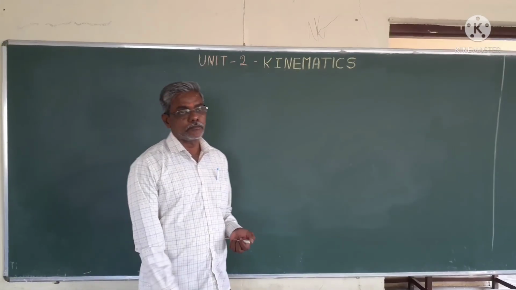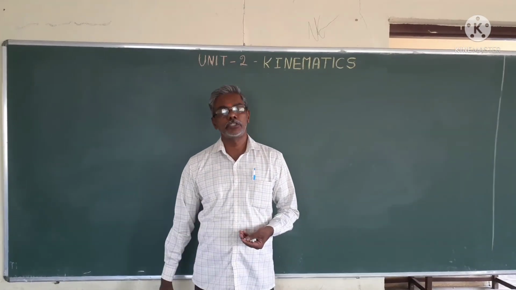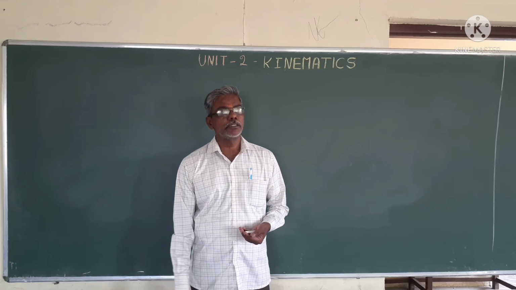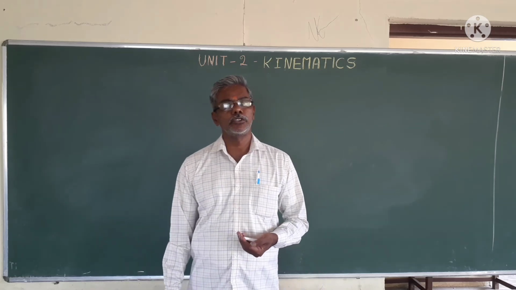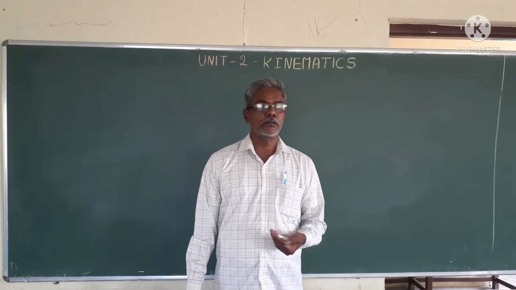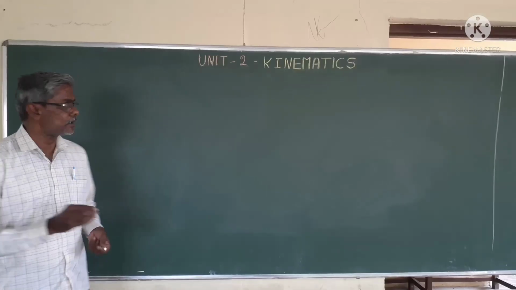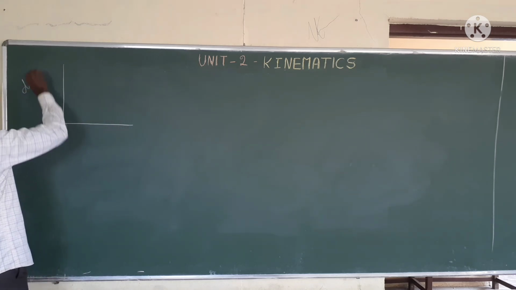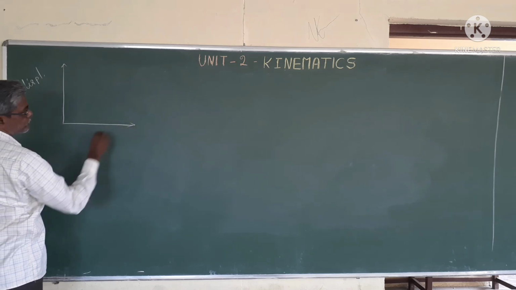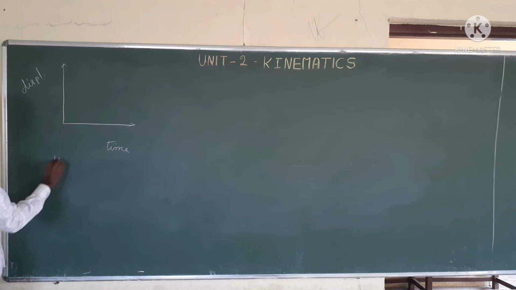So we have discussed already that kinematics has two parts. One is motion in a straight line, the other one is motion in a plane. This motion in a straight line is otherwise called motion in one dimension or rectilinear motion. Now let us consider a graph, displacement time graph, and it has a function y is equal to t square.